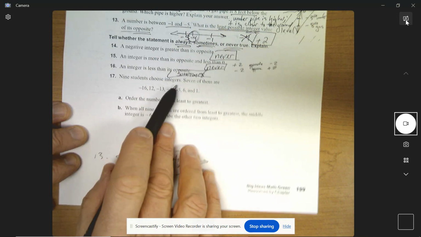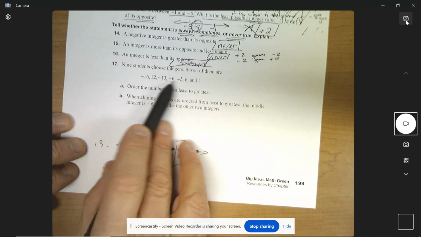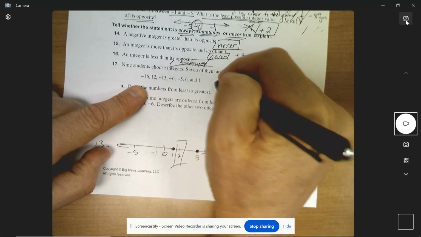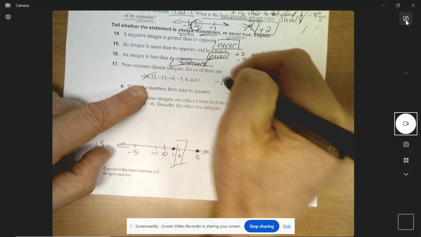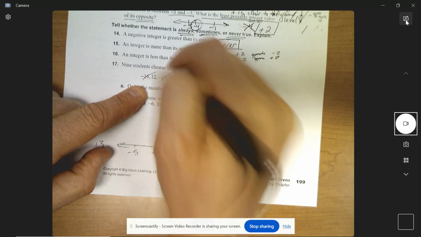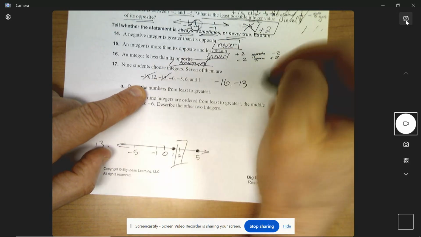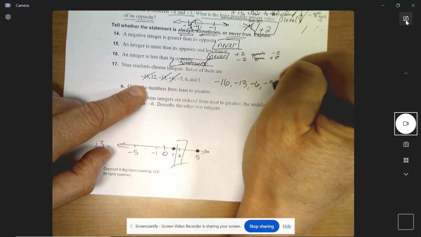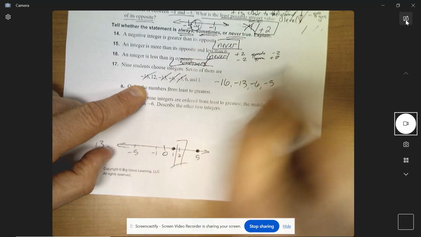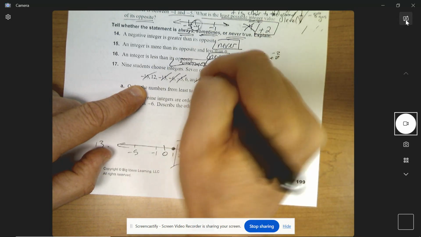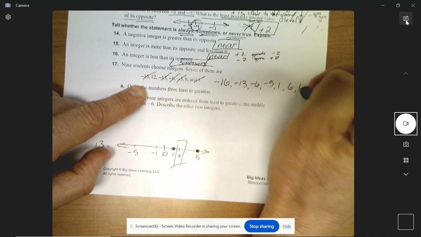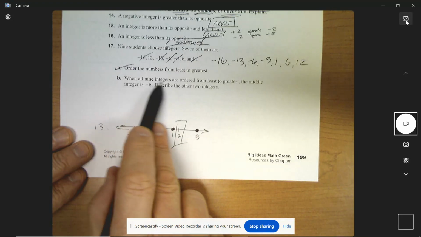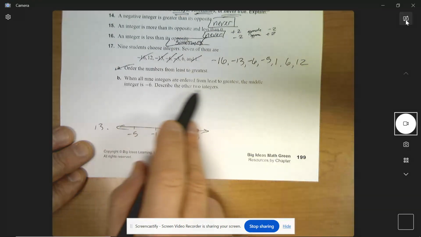9 students chose an integer. 7 of them are 1, 2, 3, 4, 5, 6, 7. Okay, order these numbers from least to greatest. It looks like they almost are already. 16, negative 13, negative 6, negative 5, 1, 6, and 12. Alright, so we got that. When all 9 integers are ordered from least to greatest, the middle number is negative 6.